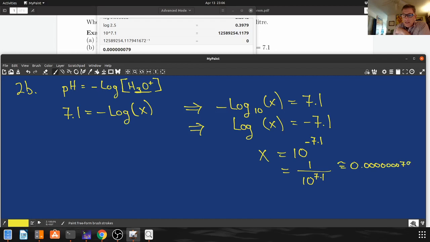7.9, but I'm going to move my decimal over 8 places and write this as 7.9 times 10 to the minus 8. Much more concise and much more manageable than looking at all of those zeros.